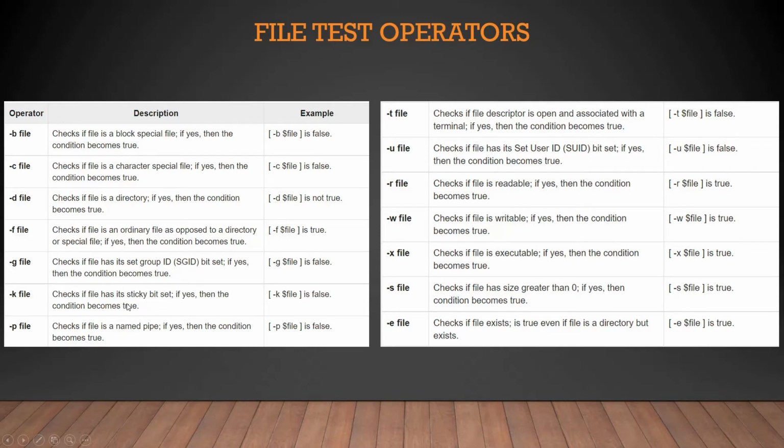Hyphen k checks if the file has a sticky bit set, if yes true otherwise false. Hyphen p checks if a file is a named pipe, if yes then the condition becomes true. Hyphen t checks if the file descriptor is open and associated with a terminal, if yes true. Hyphen u checks if the file has its set user ID SUID bit set, if yes then the condition becomes true otherwise it is false. Hyphen r checks whether it is readable, hyphen w whether it is writable, hyphen x whether it is executable.